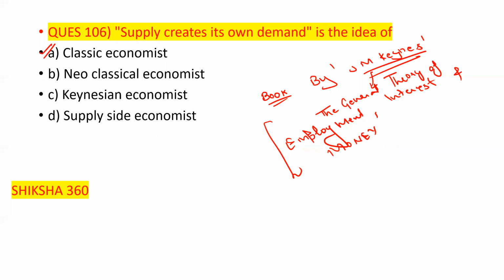Then it creates problem for you. Okay, so please do revision. This is the book written by J.M. Keynes. Clear? Why I'm writing here? Because I want to discuss one question from that.